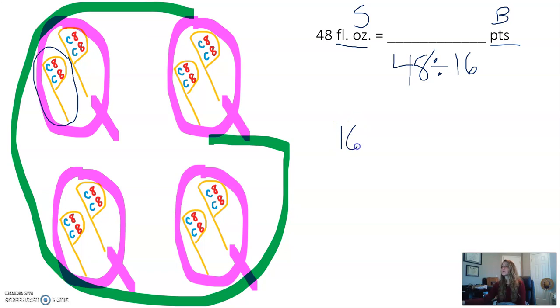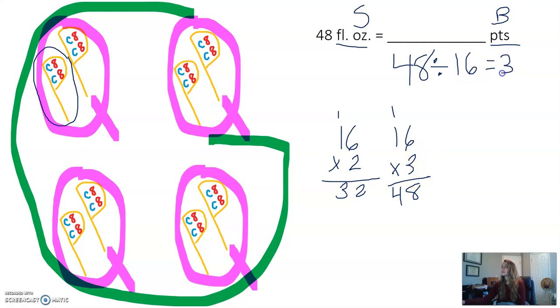So I'm going to use some multiplication to help me out. I know that 16 times 2, 2 times 6 is 12, 2 times 1 is 2, plus 1 is 3, is 32. 16 times 3, 3 times 6 is 18, 3 times 1 is 3, plus 1 is 4. Ha-ha! That gives me 48. So my answer is 3 pints.